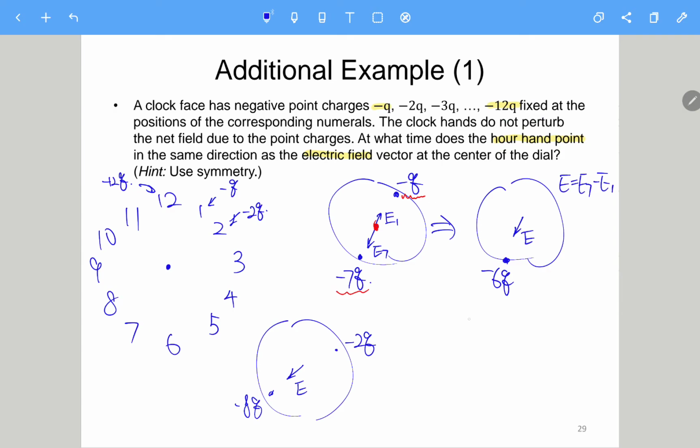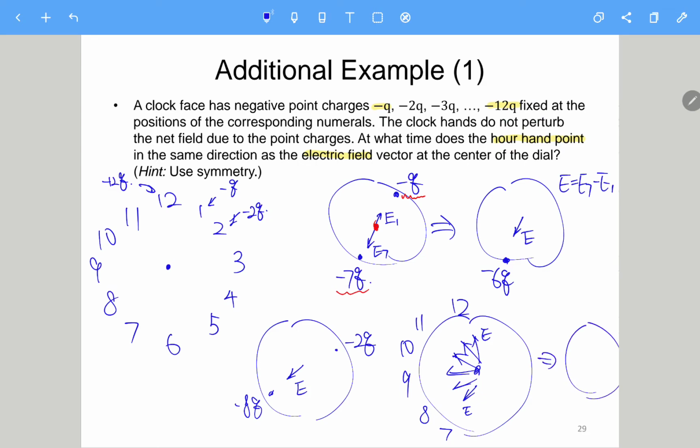So suppose we do all the job. For 7, 8, 9, 10, 11, and 12, we will have E point this way, this way, this way, this way, this way, and this way. All of them are with a magnitude of E. So finally, what will be the direction of the total E field?